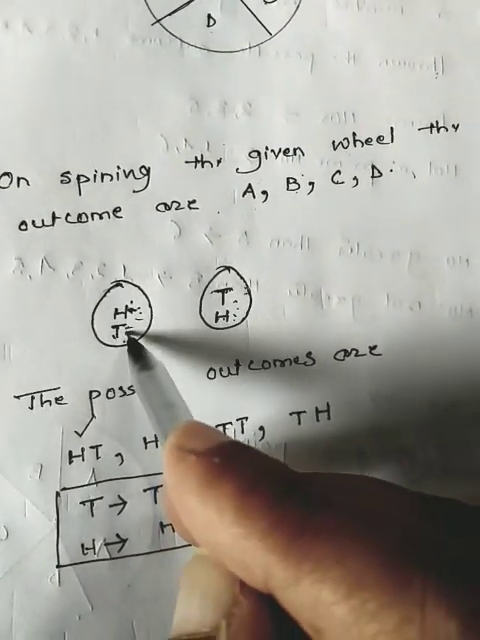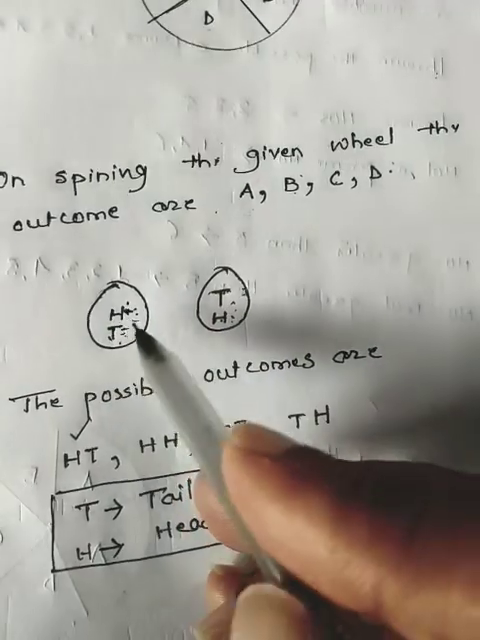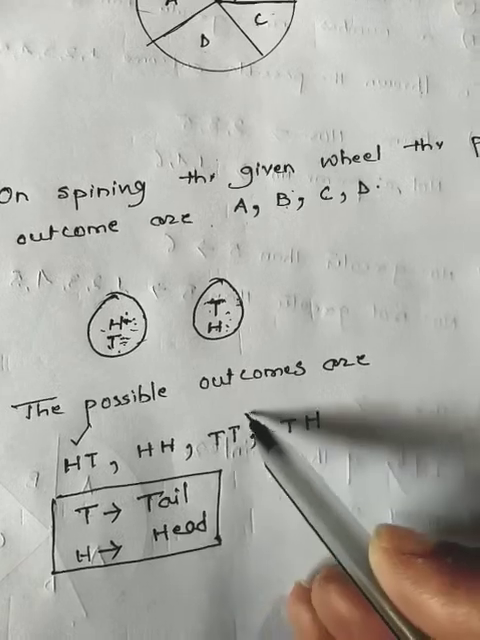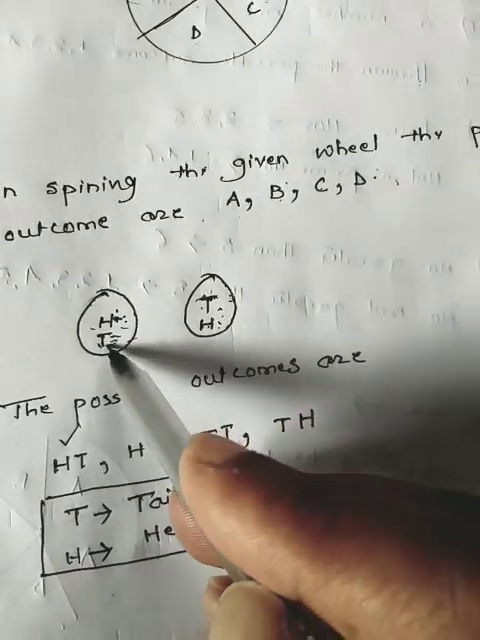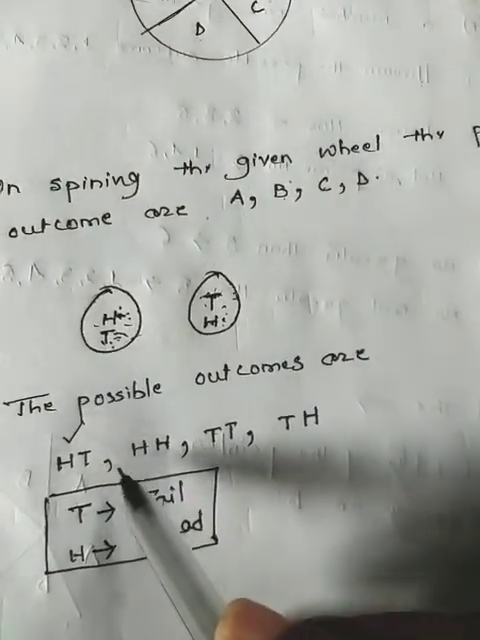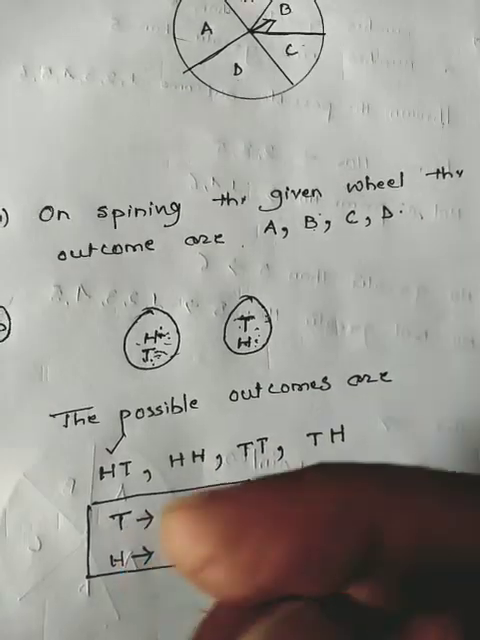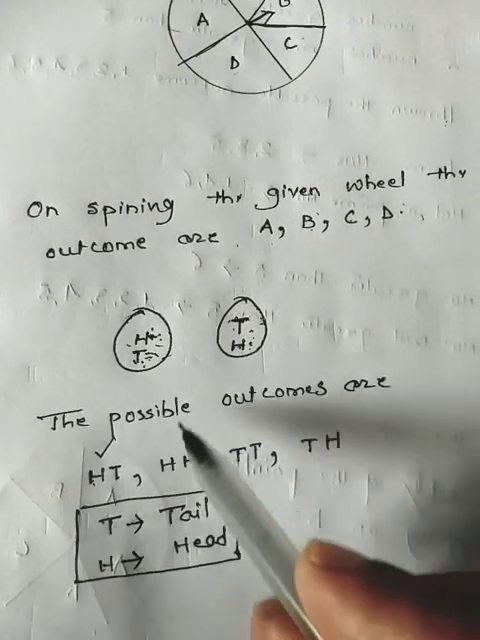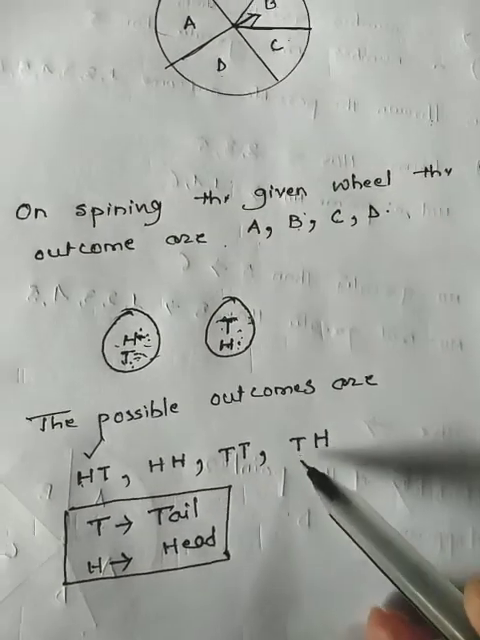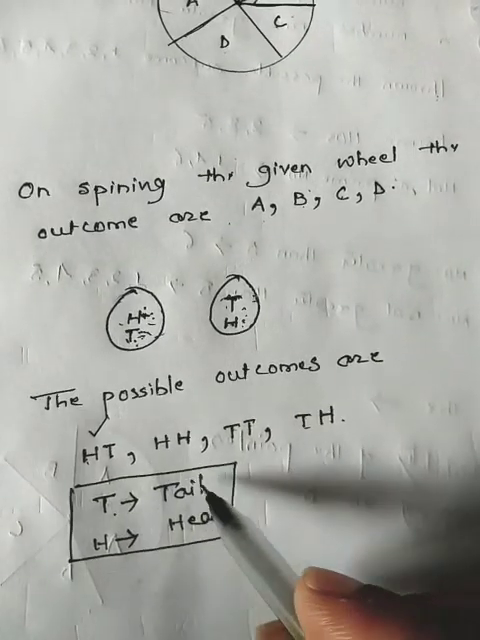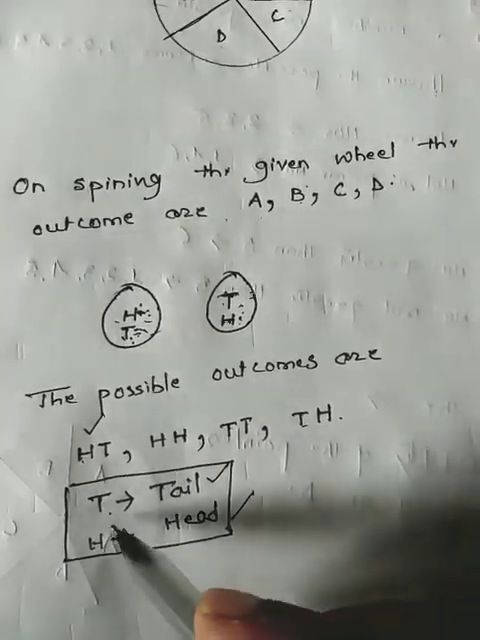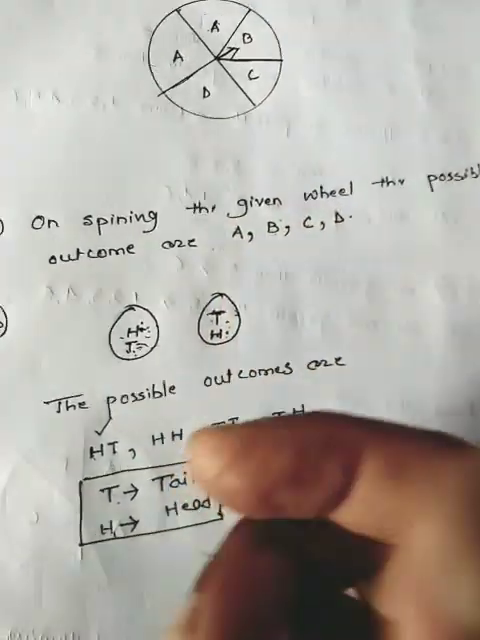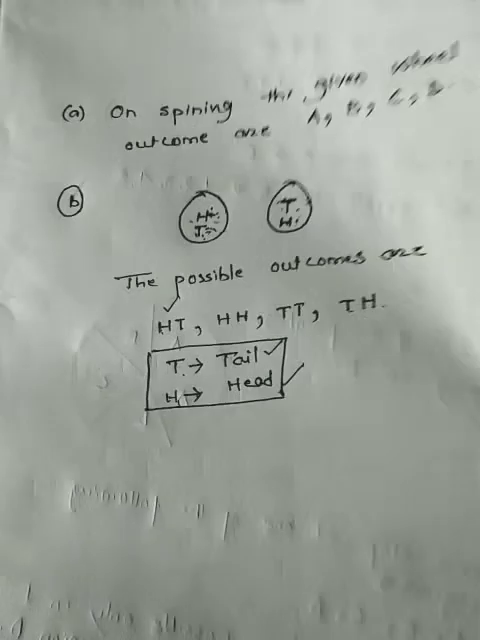Now multiply with this T. So what are the other possibilities? Both the coins could have tail and tail. So TT is another possible outcome. And what is another possibility? Tail and head. So these are the 4 possible outcomes when we toss the two coins simultaneously at the same time. Either head tail will come, or head head will come, or tail tail could come, or tail head could come. I have written T to represent tail and H to represent head. So these are the 4 outcomes possible when you toss the two coins together. This is very, very important.